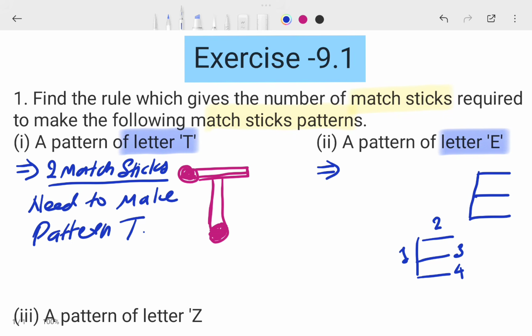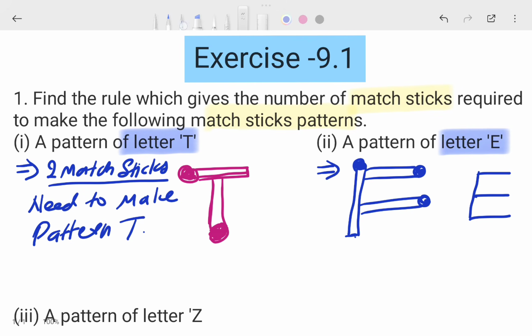First we need one matchstick like that. Then another, the second matchstick. Then third matchstick, and this is the fourth matchstick. So generally how many matchsticks do we need to make the pattern E? This is one matchstick, this is two, this is three, this is four.